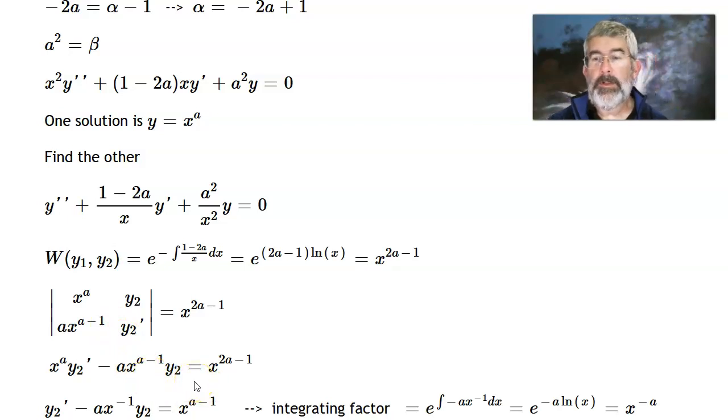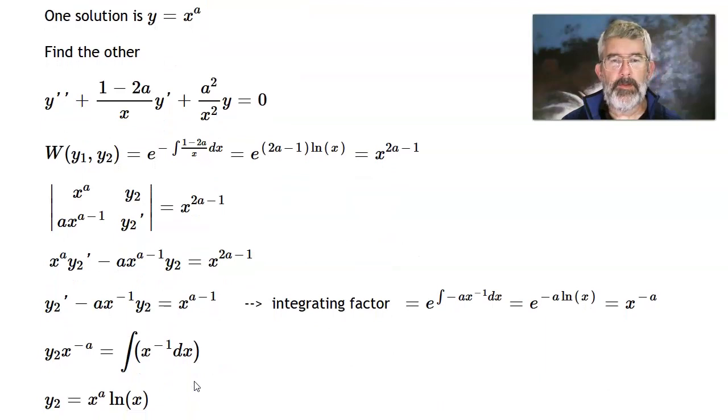This is a first order linear differential equation. So I'm going to solve it by the methods from day 2 of this quarter, right? Divide both sides by x to the a to get the y2 prime with a 1 in front of it. The x to the a minus 1 divided by x to the a is just x to the minus 1. And this one here, x to the 2a minus 1 divided by x to the a, is just x to the a minus 1. So the integrating factor for this equation is e to the integral of minus a x to the minus 1, which is x to the minus a.